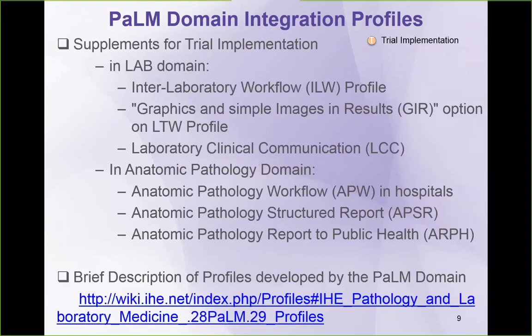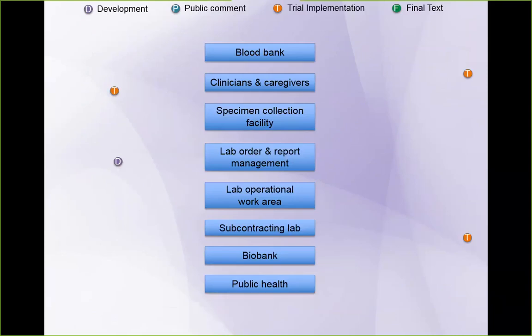And then existing in the anatomic pathology domain, we have the anatomic pathology workflow in hospitals, the anatomic pathology structure report, which is a CDA, and then we have an anatomic pathology report to public health. So a brief description of all the profiles are on our wiki page, and the link is provided below. Next slide.